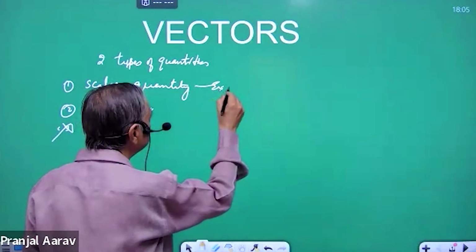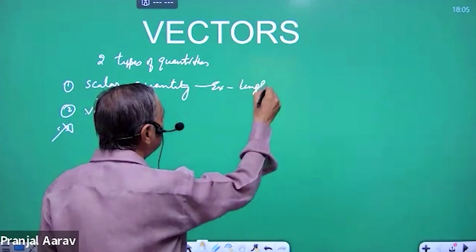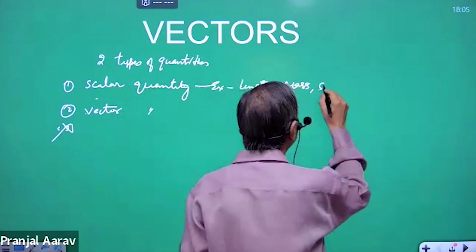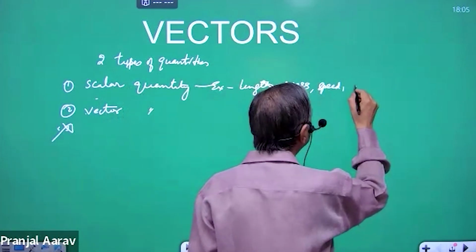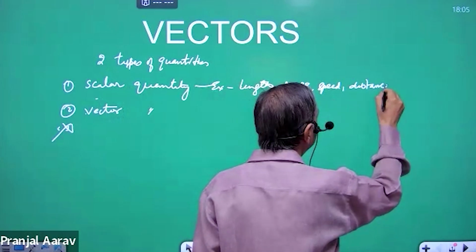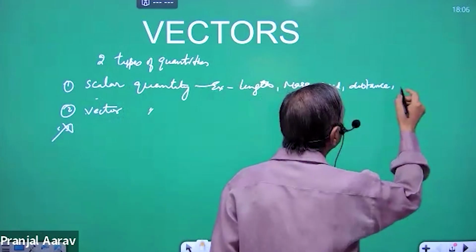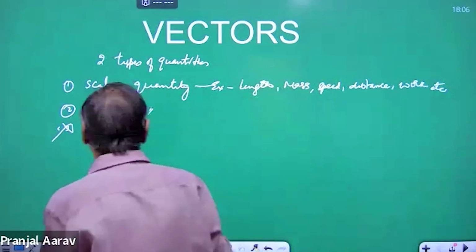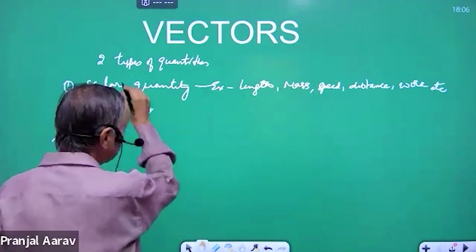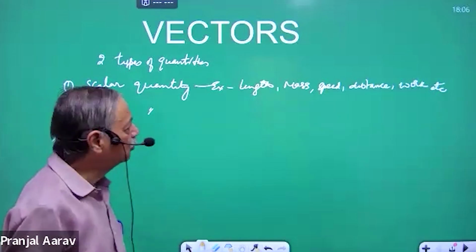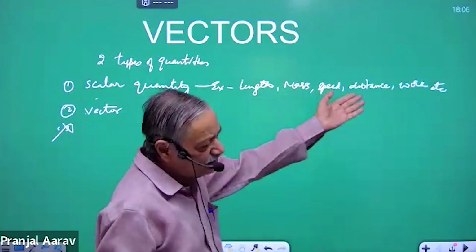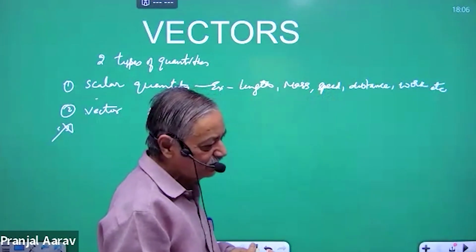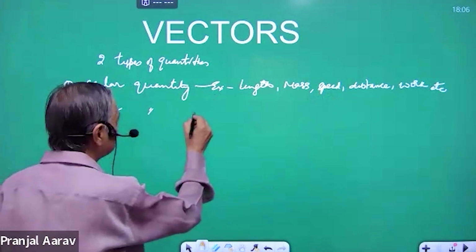Example, length, mass, speed, distance, work, etc. Okay? Vector quantities, these are the quantities that have direction also. You see, mass doesn't have a direction, speed doesn't have a direction. Okay? You might wonder why speed has a direction. No, that is velocity.